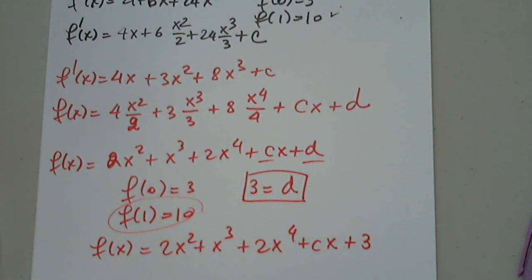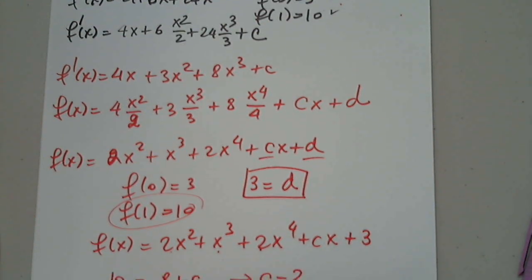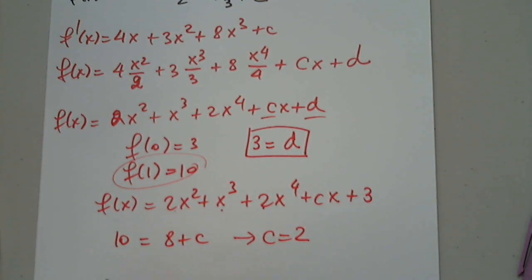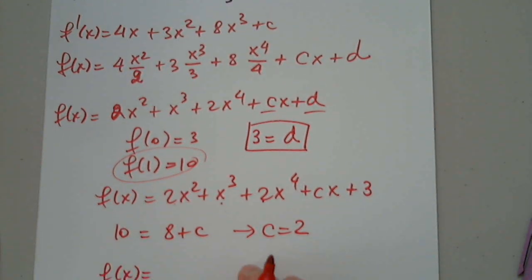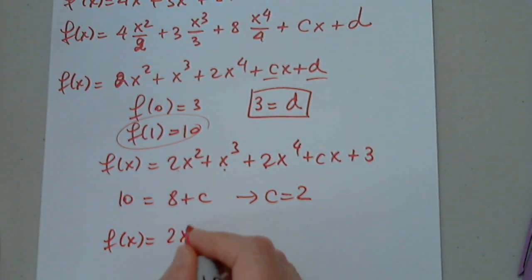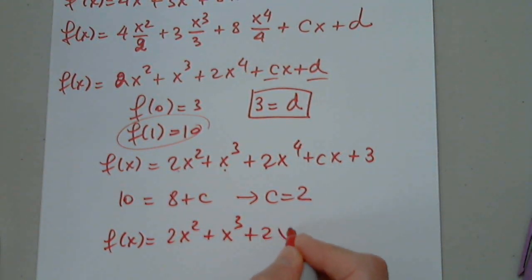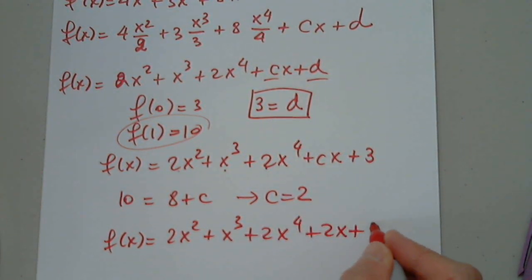And now I will use the second piece of information. It says the function is 10 when x is 1. 2 plus 2, 4, 5, 5 plus 3, 8, plus c times 1. So then c must be 2. 10 minus 8. So now I have the entire function, which is f of x equals 2x squared plus x cubed plus 2x to the fourth plus 2x and plus 3.